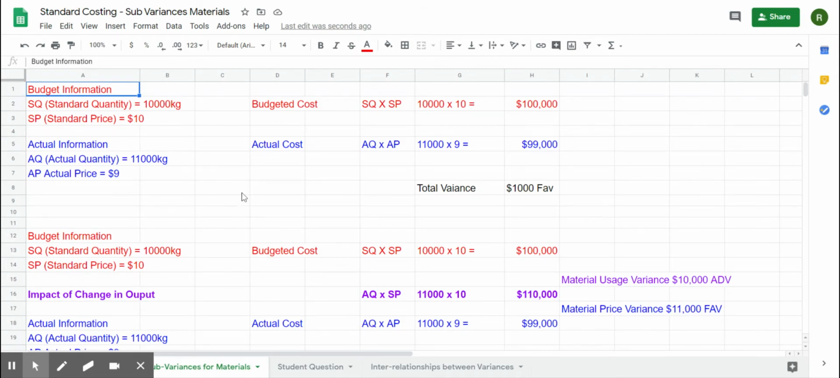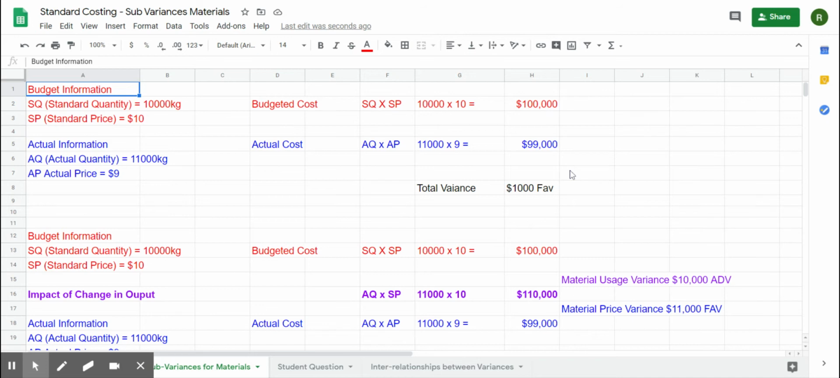Right, I think the first bit of this is relatively straightforward, so hopefully if you followed all my videos through, if we want to work out a budgeted cost, we multiply the standard quantity, and that's how much raw material we need to manufacture a particular quantity that we're budgeting on, and multiply it by the price. So here, to make whatever the output we require is, we need 10,000 kilograms. We're expecting it to cost $10, and therefore our budgeted cost was $100,000.